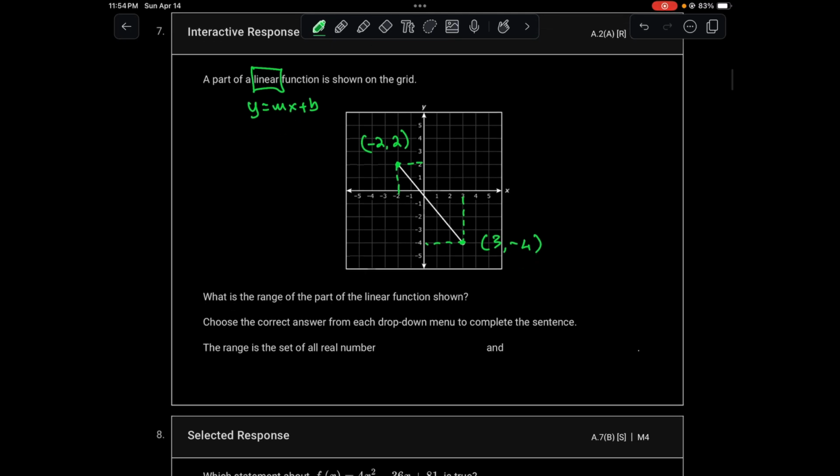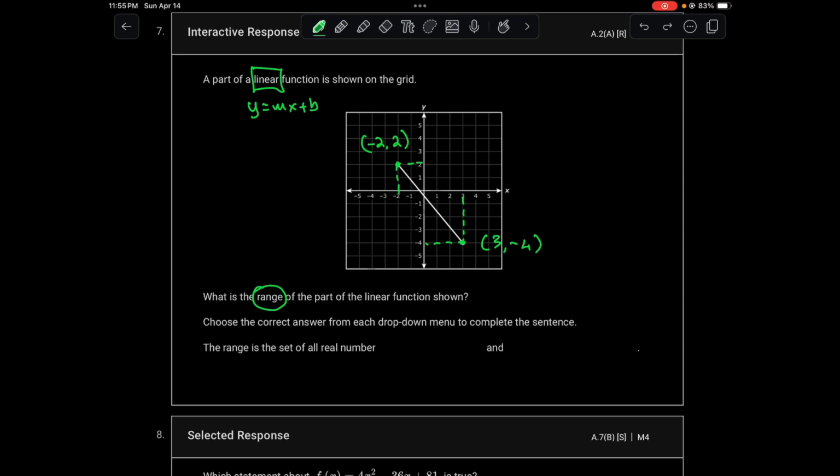Okay. What is the range? The range of the part of the linear function shown. Choose the correct answer from each drop-down menu to complete the sentence. The range is the set of all real numbers. There is something missing here and something missing here. So we will find the range and then we will see what goes there. Now, they could also ask for a domain, so I'm just gonna find both.